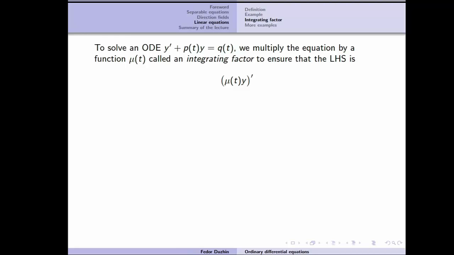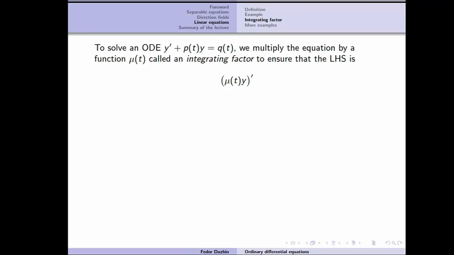Now let's introduce the general method. Of course, we do not always have this luxury where the left-hand side of our linear differential equation is immediately written in the form where it is just the derivative of the product of two functions. But a very neat trick allows us to always be able to transform it into this form.